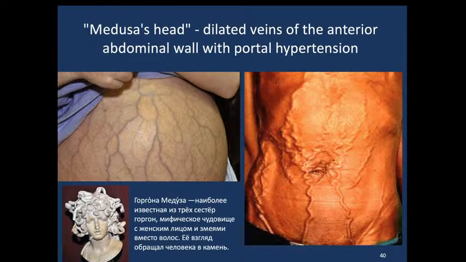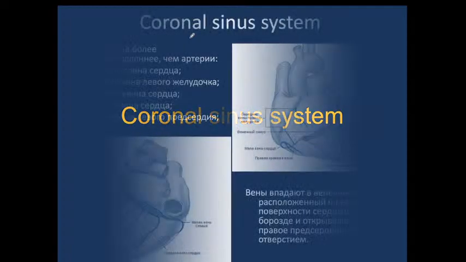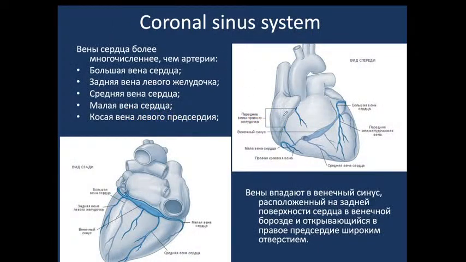She has a human face, but instead of hair she had snakes. And these veins are located on the surface of the abdominal cavity, also called Medusa's head. The fourth system is the coronal sinus system, and this is 5 veins, 5 cardiac or heart veins.